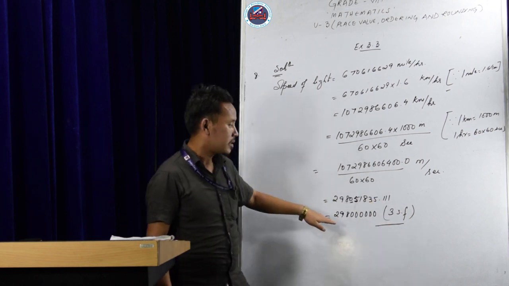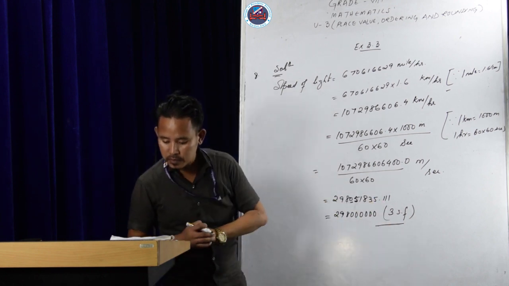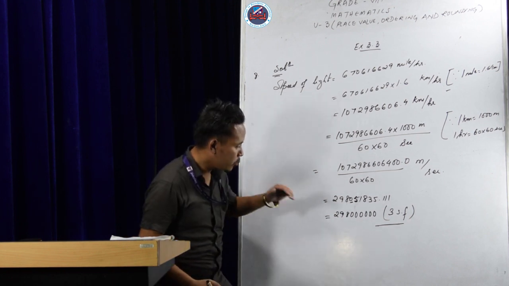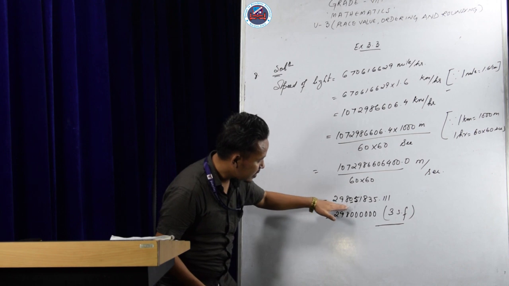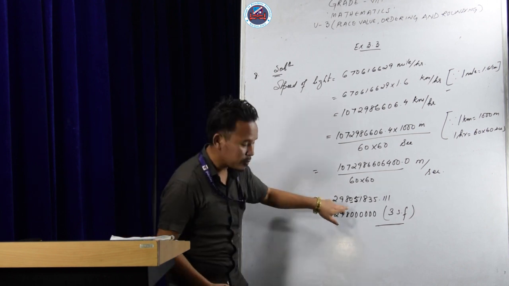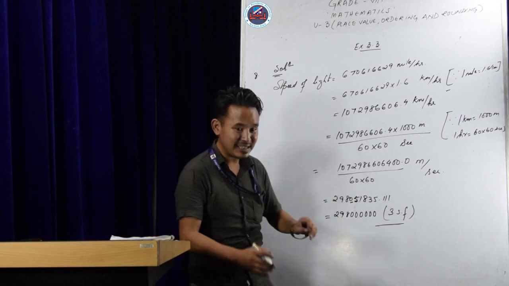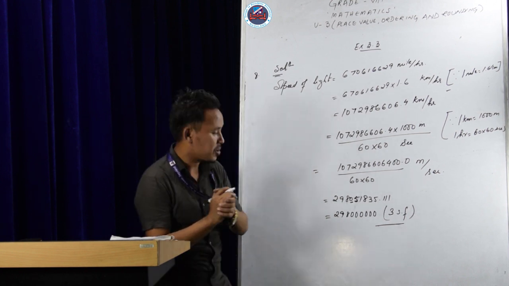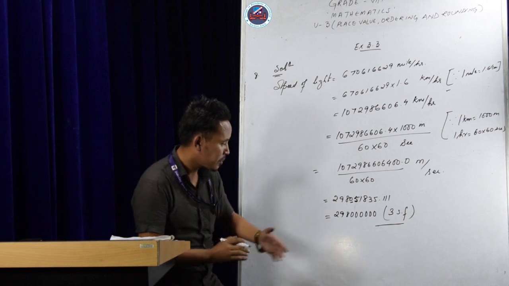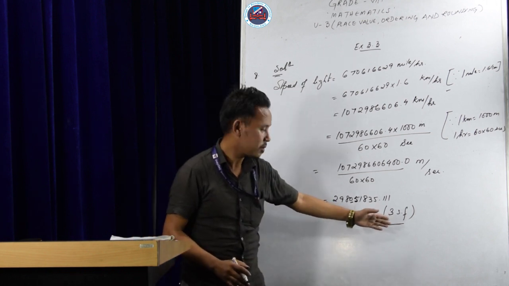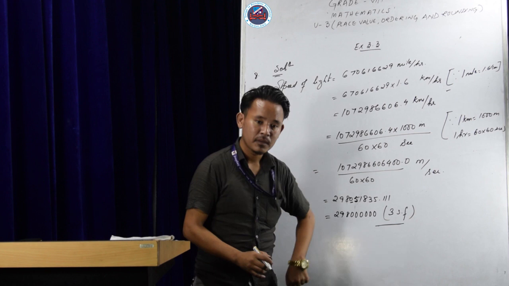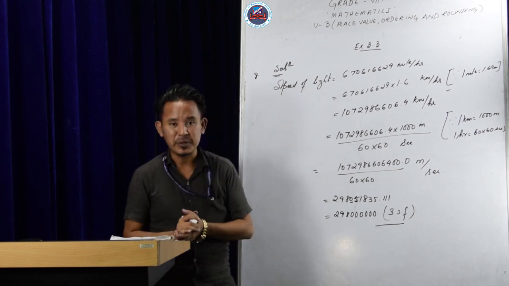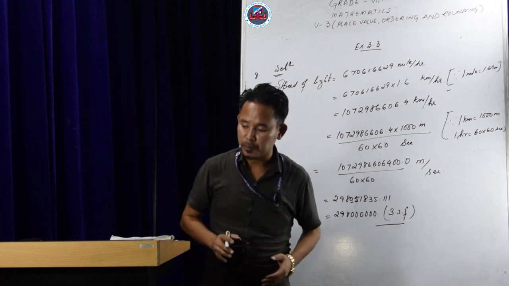298051835.111. Now the question here was to give our answer correct to 3 significant figures. So when we look into this, 298, that is 3 numbers. The fourth one we have here is 0. Since 0 is less than 5, what happens? It remains the same. That is 298 followed by zeros. We get the answer. That is 3 significant figures. Thank you. This is all for exercise 3.3. Now let's move on to 3.4.